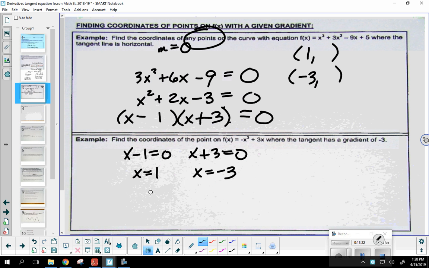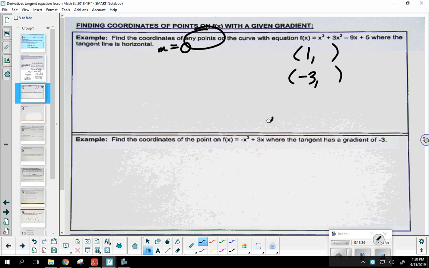Okay, so let me take this off here. So let's start with 1. F of 1. That would be 1 cubed plus 3 times 1 squared minus 9 times 1 plus 5. Okay. So what would that be? 1 plus 3 minus 9 plus 5. Be 0. Okay. So one coordinate where that would happen would be at (1, 0).